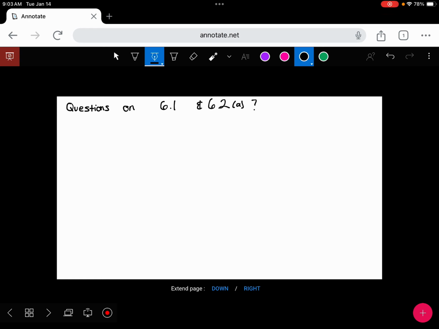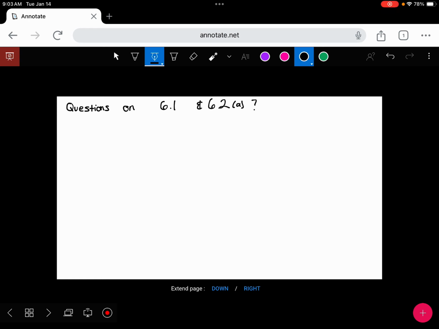All right, so do you guys have any questions on 6.1 or on 6.2a that you want to look through up here? Unfortunately, we don't have time for an all of them situation. Answer keys will start popping up now that we've got some homework coming in. I will post answer keys as things are graded and finished. But any specific questions on 6.1 or 6.2a?